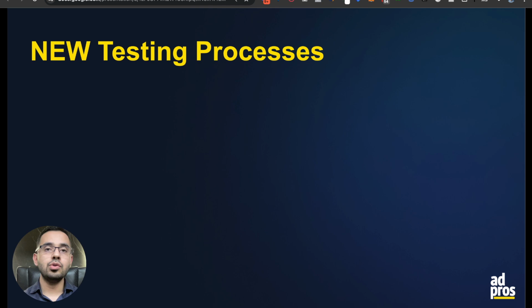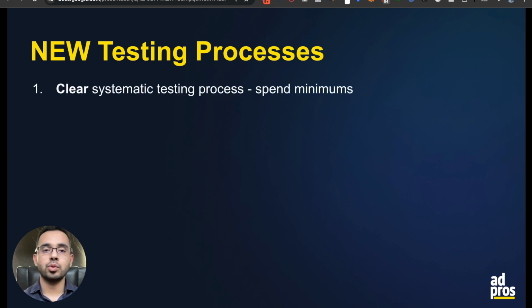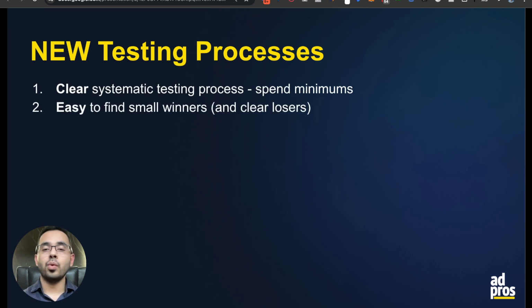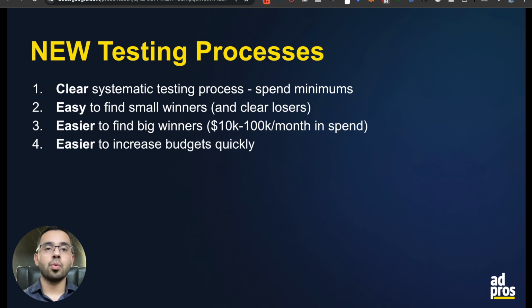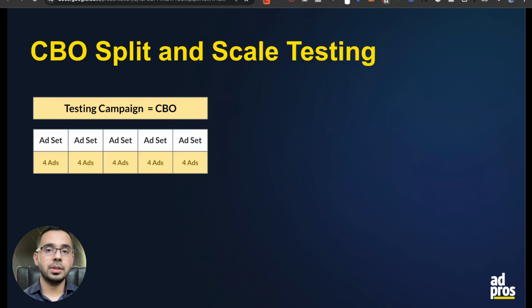And so this is the new testing process that allows you to test systematically with minimums, which I'm going to walk through. Easy to find winners and clear losers so you know how to make decisions. Easier to find bigger winners that are spending $10,000 to $100,000 a month on the ad, and easier to scale when things are working. And so we call it the CBO split and scale.